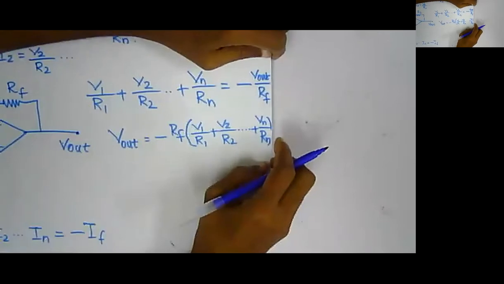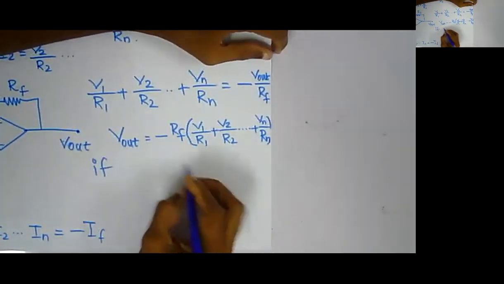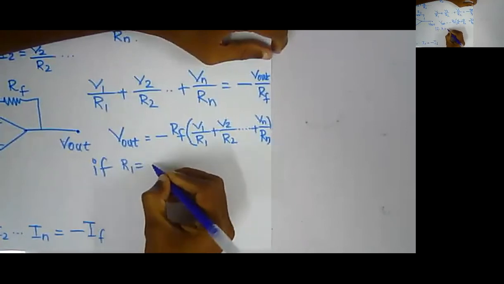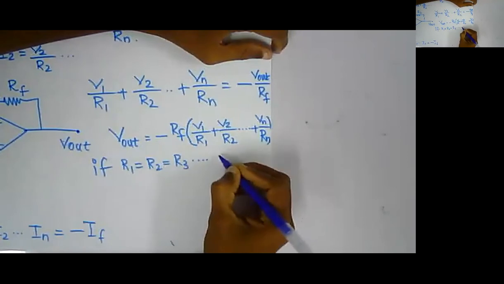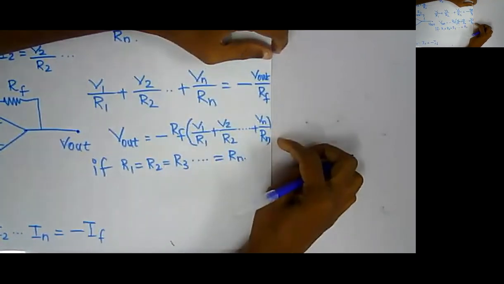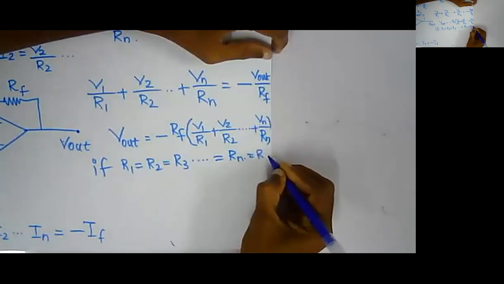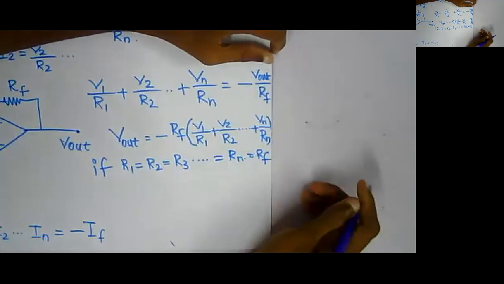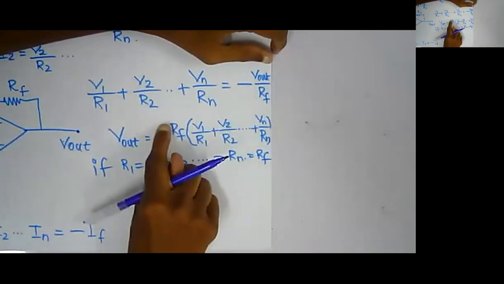Right? So this will be my final equation. Now, if R1 equals R2 equals R3 and so on up to Rn, then all these are equal, and that is equal to Rf, which means all these resistors are equal to Rf.